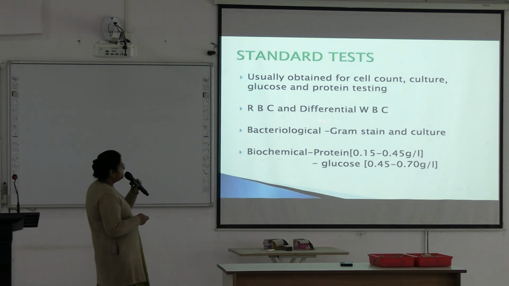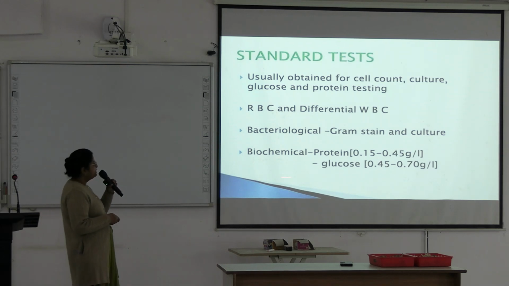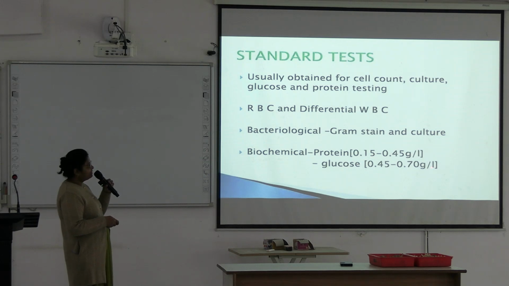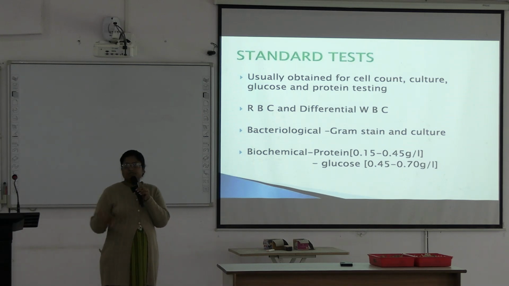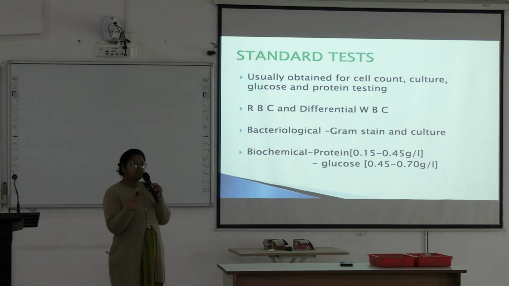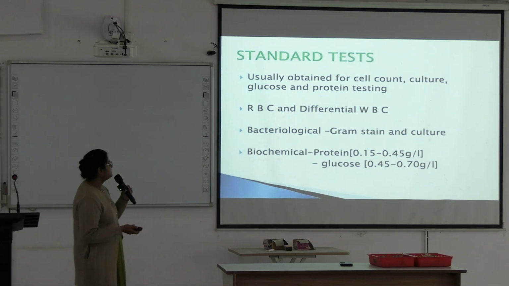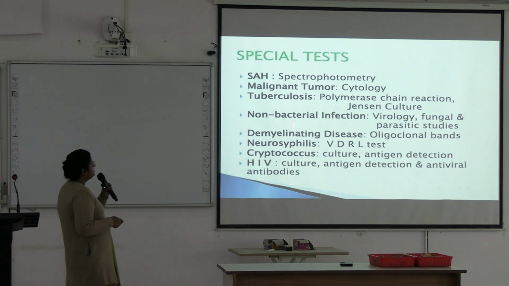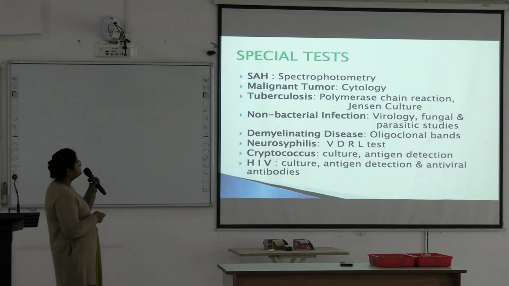And biochemical test: normally CSF protein is 0.15 to 0.45 gram per liter and glucose is 0.45 to 0.70 gram per liter. If the values are deranged, there are different diseases. In some diseases glucose is reduced, in some diseases protein is increased. According to changes in these biochemical parameters, we have to diagnose the disease. Next, for different diseases, you have to see what kind of infection is there.